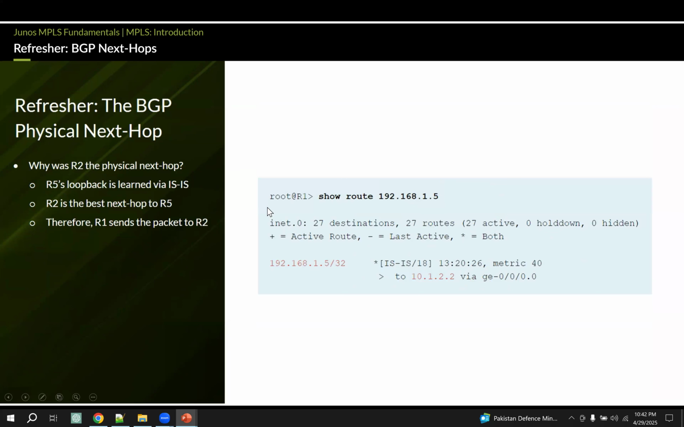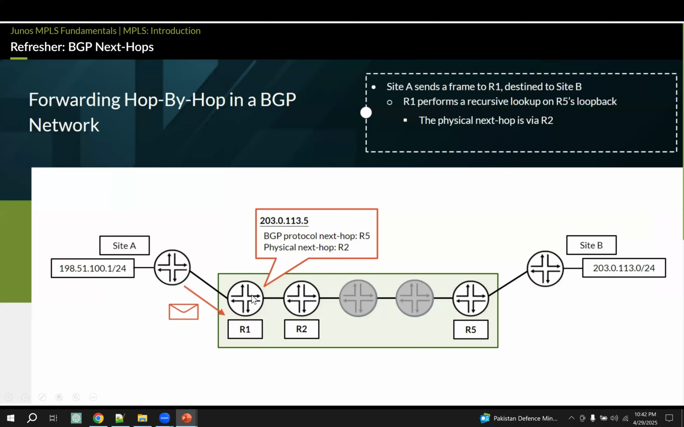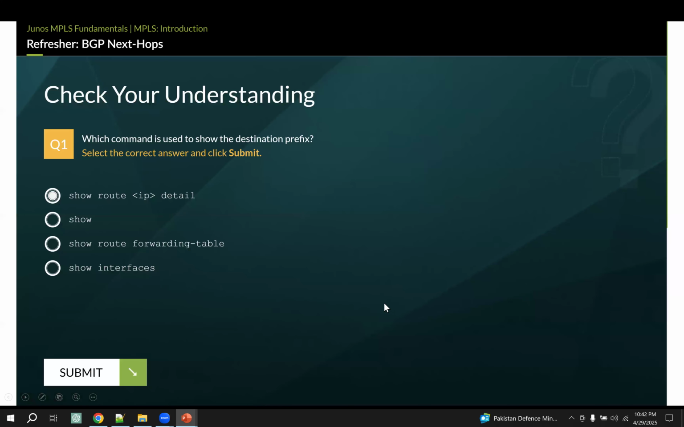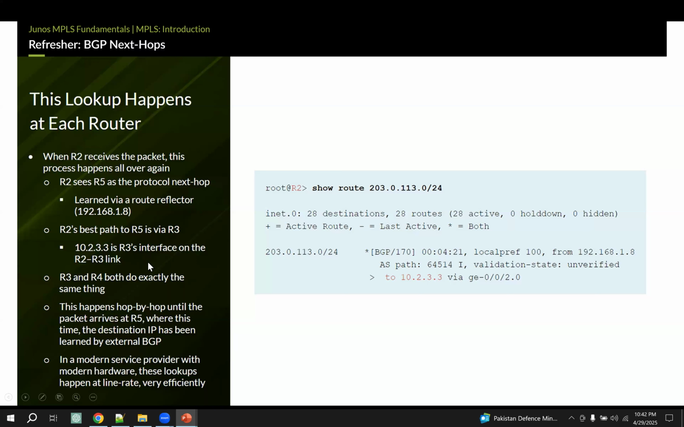So let's look at the BGP physical next hop. Why was R2 the physical next hop? R5 loopback is learned by ISIS. R2 is the best next hop to R5. Therefore, R1 sent the packet to R2. That means your packet will travel R1 to R2, then R3, R4, then R5, like this. But your next hop will not change automatically, so you need some treatment. You need to add a next hop solution. That means you need some policy to alter the next hop.